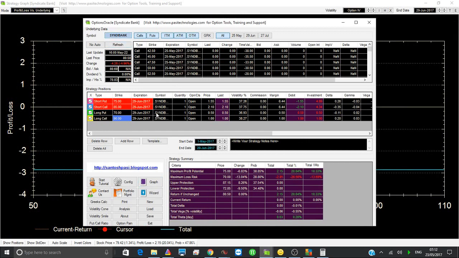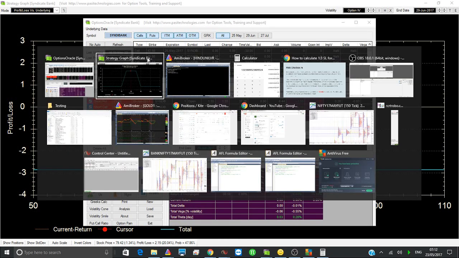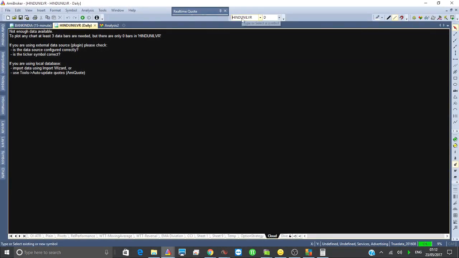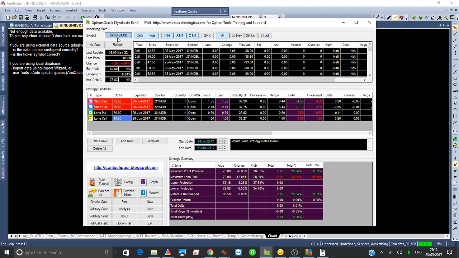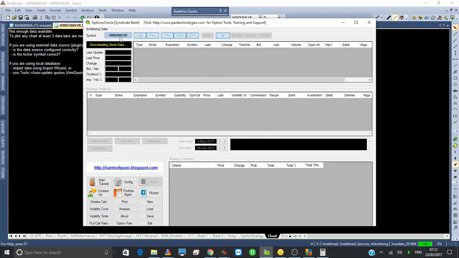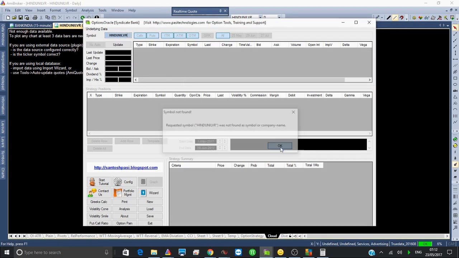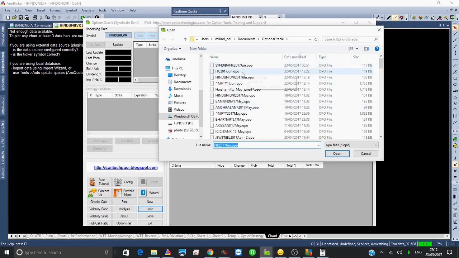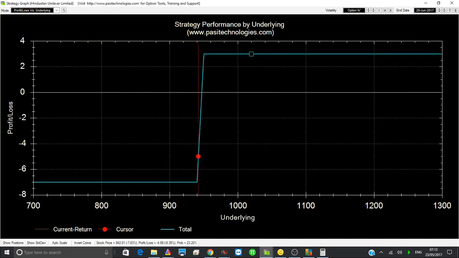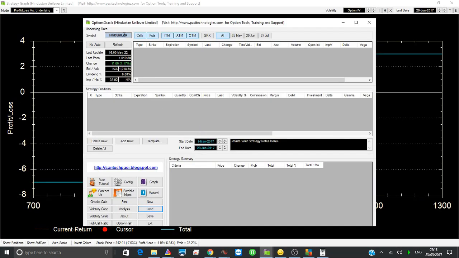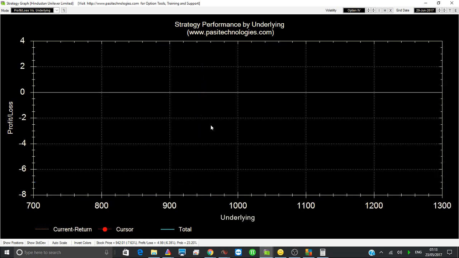So if I put in this symbol, Control C. I'm not sure if I'm having issues with my network. So let me just load it. There, I have the data. Here is my Hindustan Unilever data.